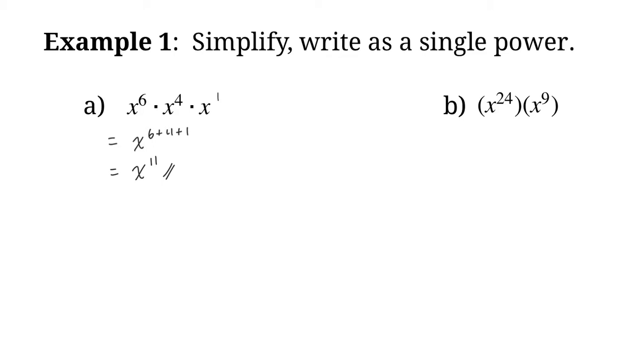In this next one, we have x to the power of 24 multiplied by x to the power of 9. So these two things here are being multiplied by each other, and they do have the same base. So that means we can just add the two exponents. So this will just become x to the power of 24 plus 9, which is just x to the power of 33.